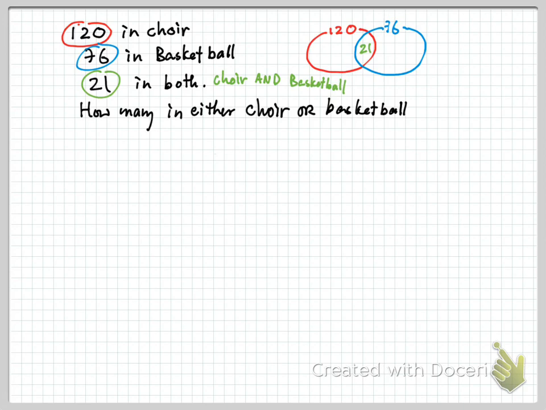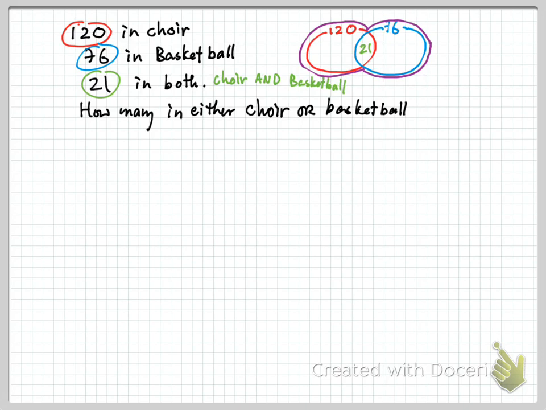So the question is, how many are there in either the choir or basketball team? That means how many people are there under this purple region? How many people are in this purple region altogether? So there are two ways to do it, right? The first way is to make some subtraction.